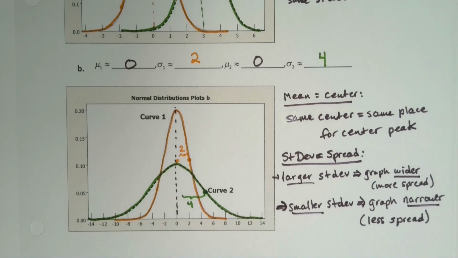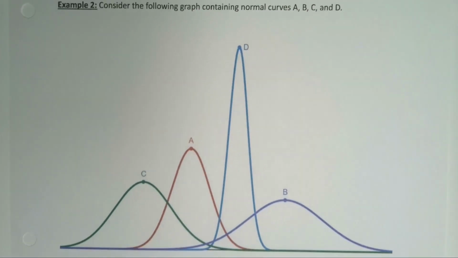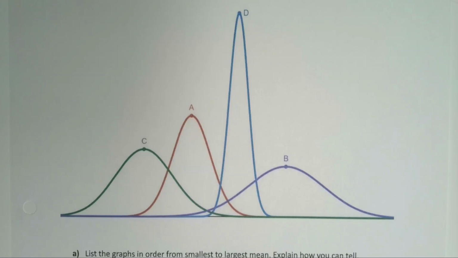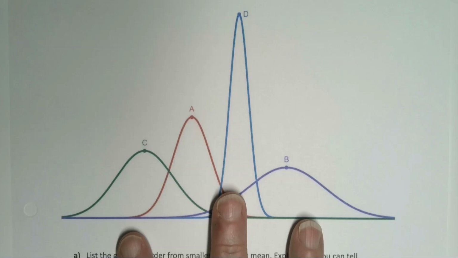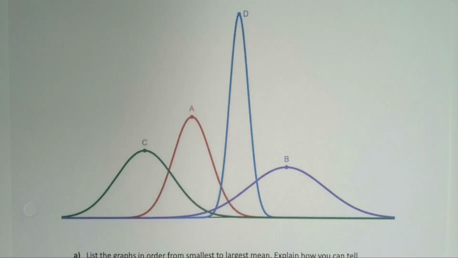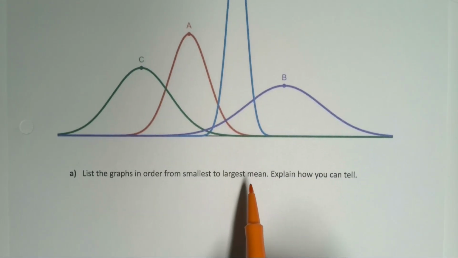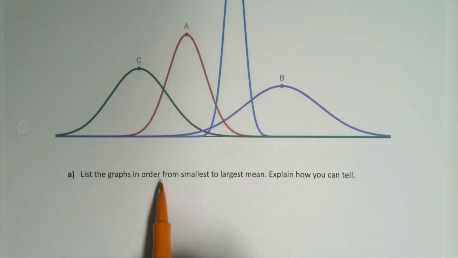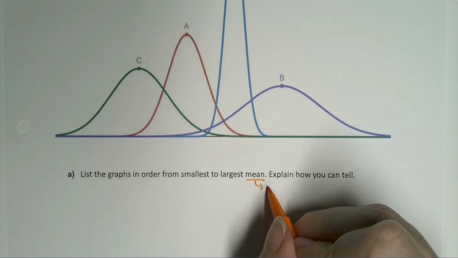Okay, so now that we understand how the center and the spread change based on the mean and standard deviation, let's look at an example that puts all of that together. All right, so we have four normal curves here, all of different shapes, so different widths, different standard deviations, and different means. And we want to figure out how we can tell which one is the largest mean, which one's the smallest mean, and everything in between, because we're going to list those graphs in order from the largest to the smallest mean. Now remember, the mean is the center.